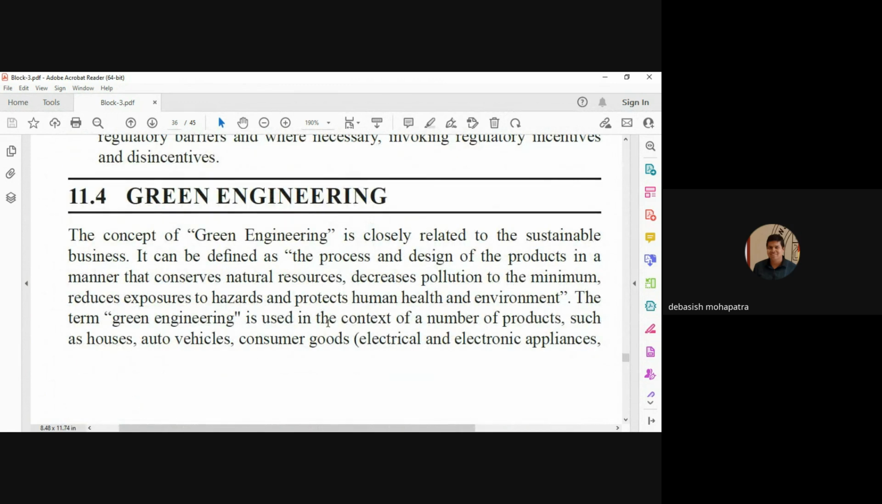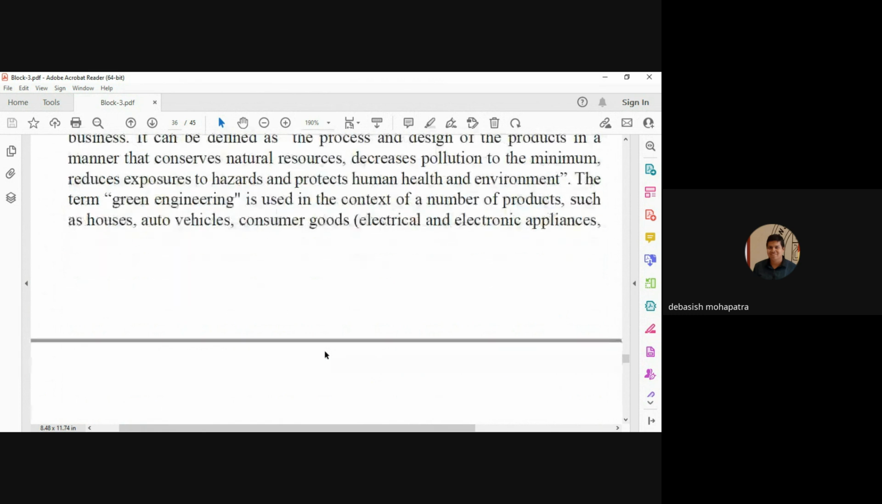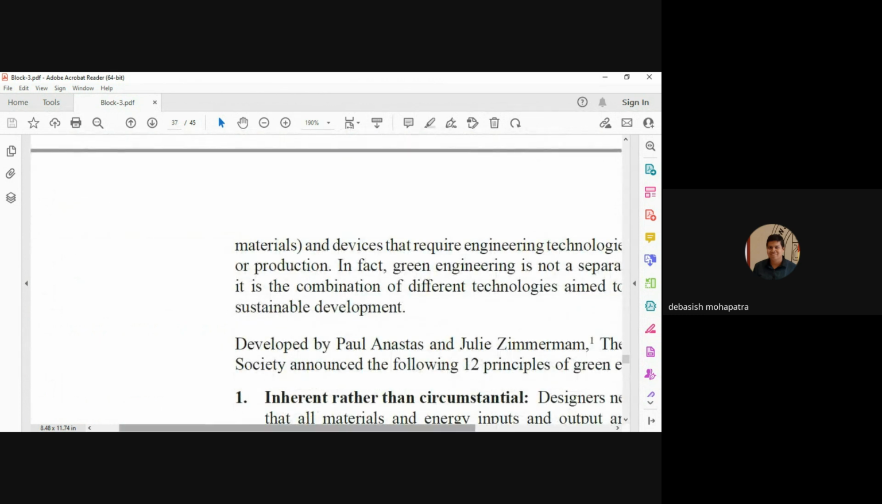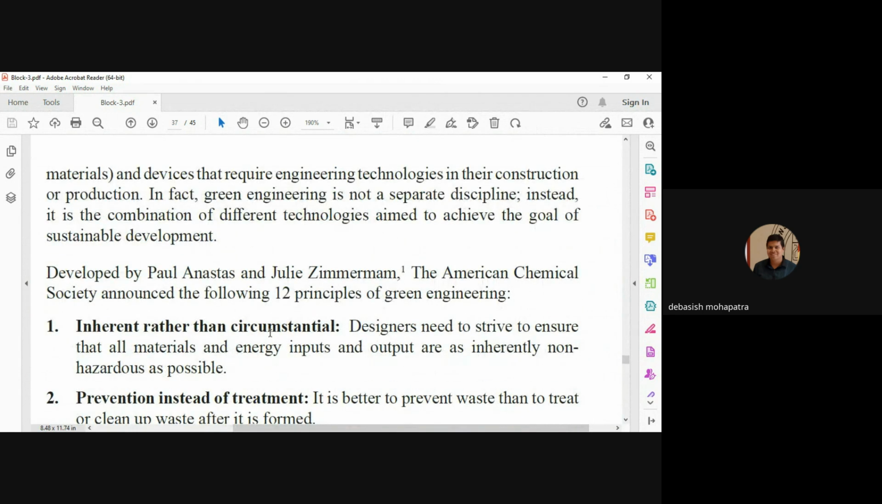Then green energy. The concept of green energy is closely related to sustainable business. It can be defined as a process and design of producing in a manner that conserves natural resources, decreases pollution to the minimum, reduces exposure to hazards and protects human health and environment. The term green energy is used in the context of a number of products such as houses, auto vehicles, consumer goods, electrical, and electronic appliances. The 12 principles of green energy.